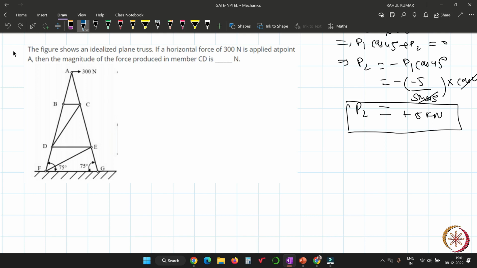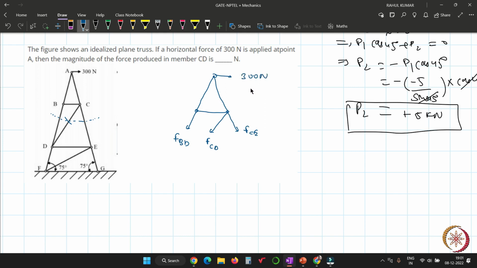Okay, let's discuss it. You have to find the magnitude of the force in the member CD. So where is the member? This member. Now cut the section here. If you cut the section like this, then you will have three members. Now draw the FBD. For these three members, the forces are FBD, FCD and FCE, and here the force is 300 Newton.